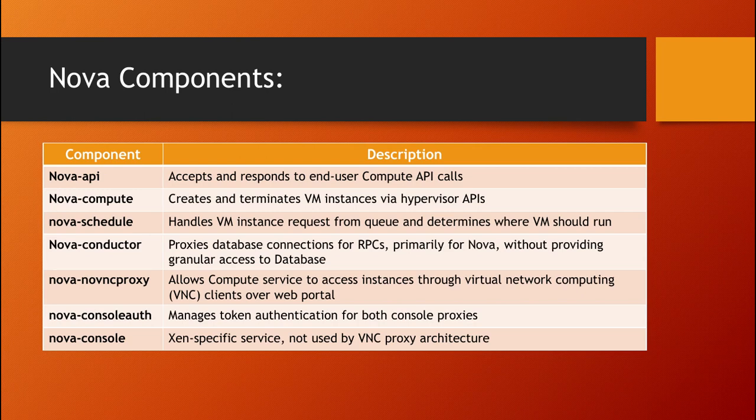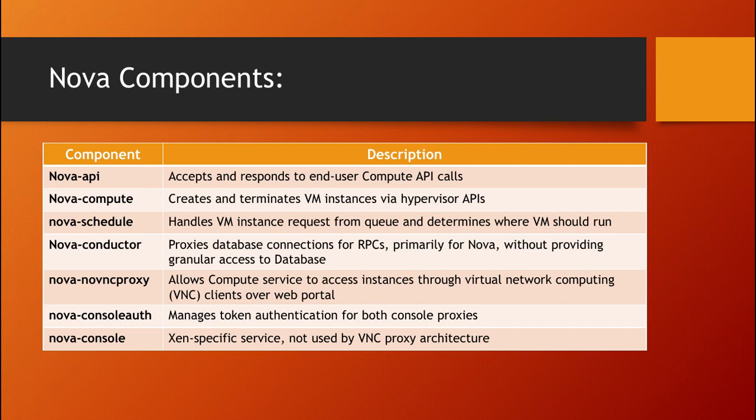Then you have that component called Nova non-VNC proxy. So what is that? It allows compute service to access instances through virtual network computing or VNC client over web portal. So what it does, it provides you the console for the running instances inside your OpenStack platform and renders them on your web page. So that console is accessible via web page in your Horizon.